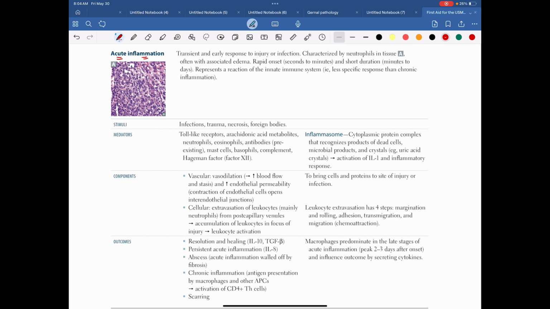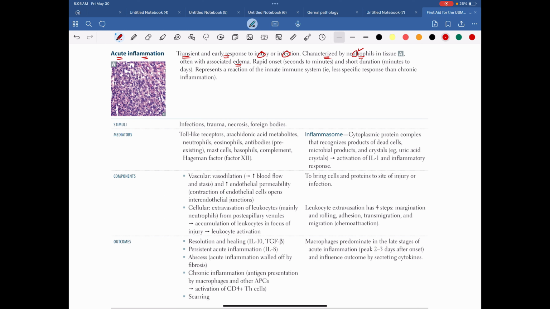So always remember one thing, inflammation basically occurs in response to infection. Whenever in your body there is injury or any kind of infection, that will lead to inflammation, and inflammation is a transient and early response whenever there is injury or infection in your body, and it is always characterized by neutrophils in a tissue, and also it is often associated with edema. So it means when there is inflammation, it is characterized by the presence of neutrophils in the tissue where the inflammation is occurring, and often you get edema in that part of the tissue.